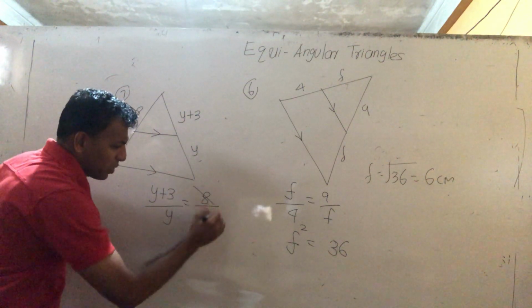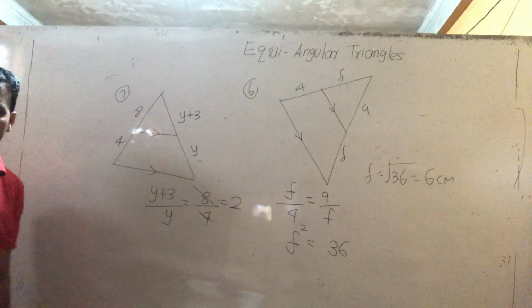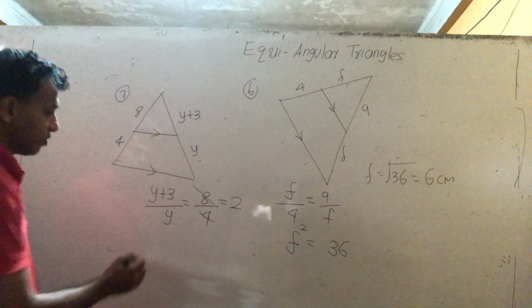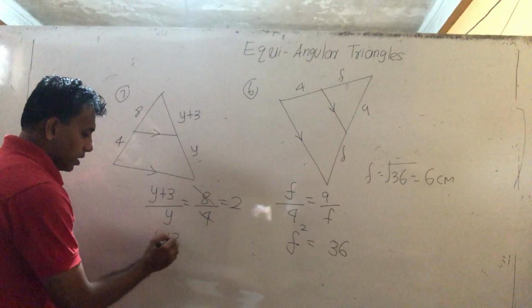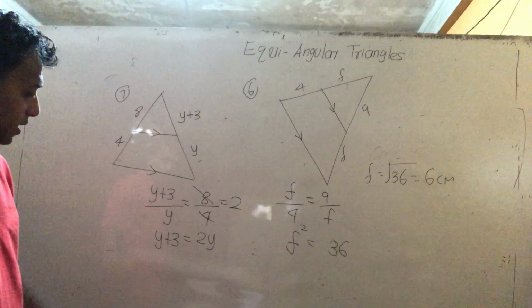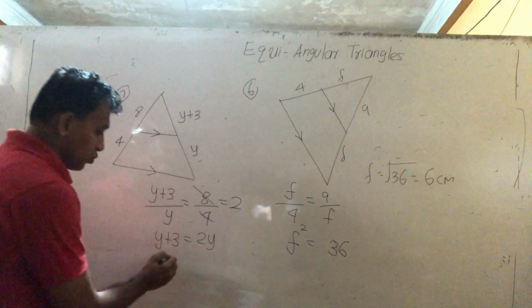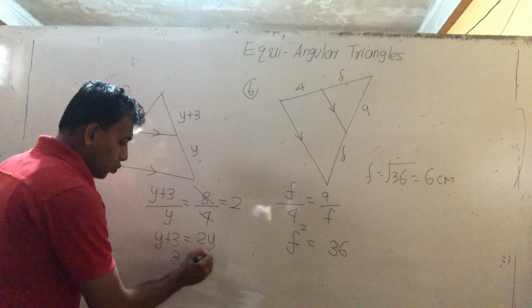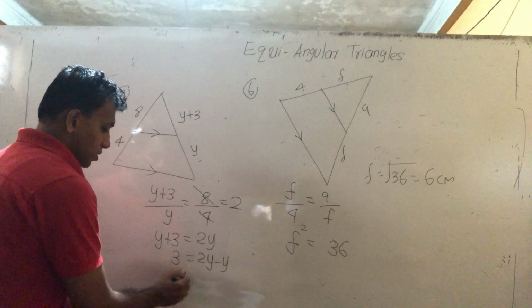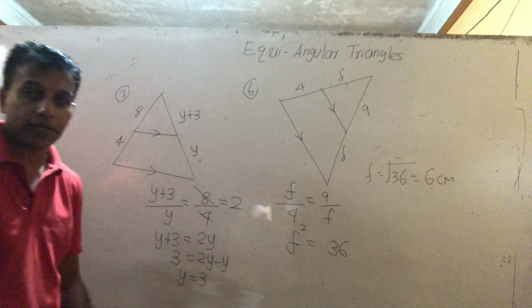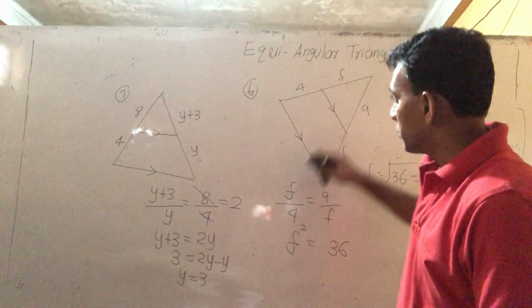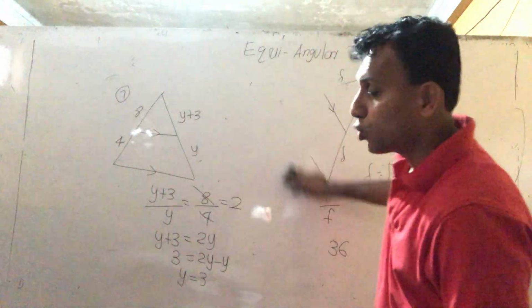You can cut this also: 8 divided by 4 is 2. Then better you cross multiply. Y plus 3 equals 2y. Then take the y to that side: 3 equals 2y minus y. So y is 3. 2y minus y is 1y. Y equals 3, right? That's the method of using this ratio theorem.